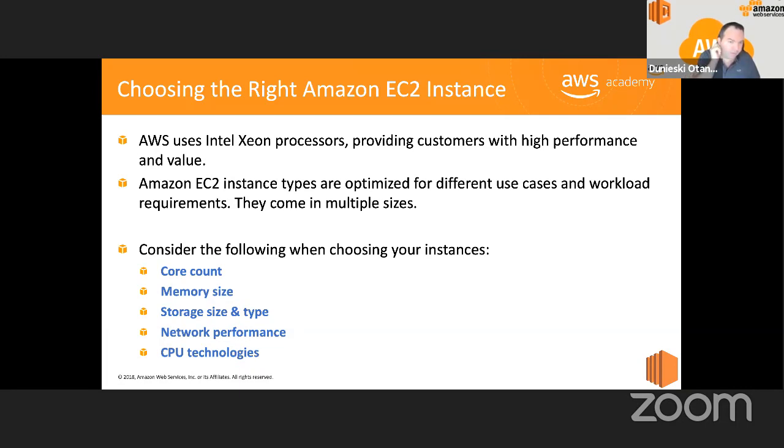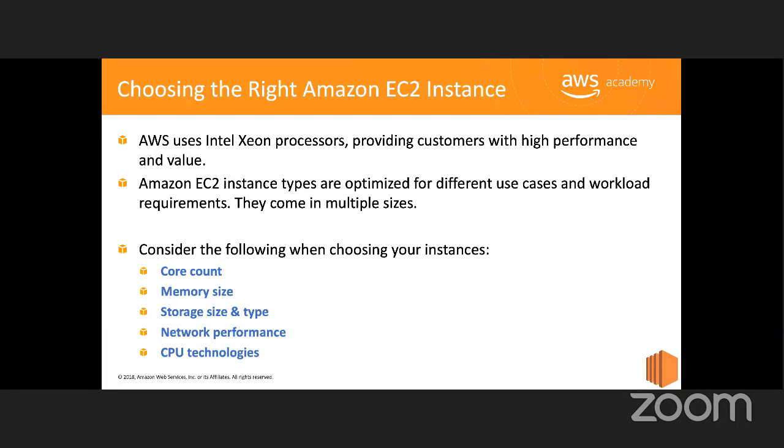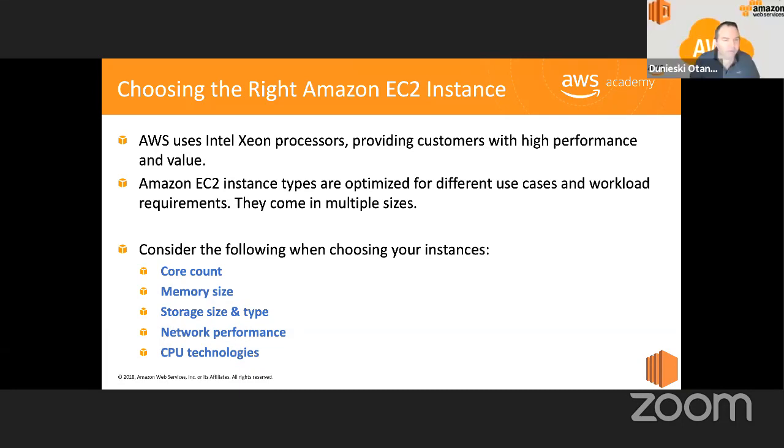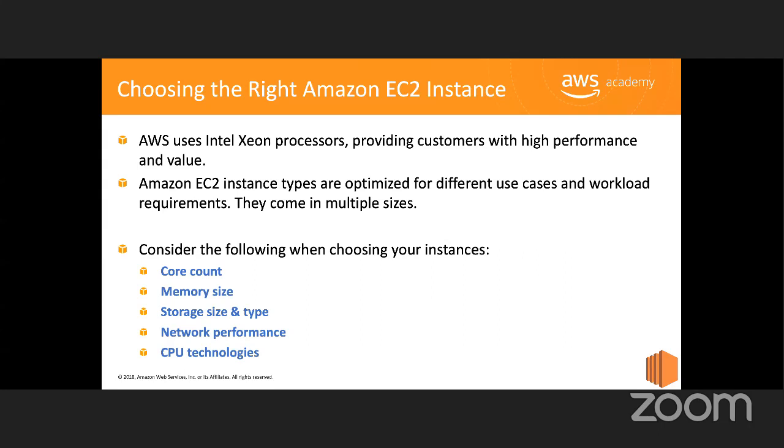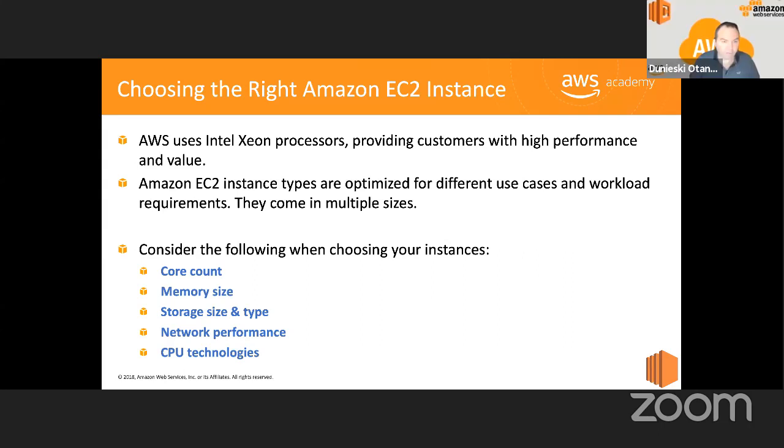Have you seen the new Mac, the big one, the one that is space gray? The iMac Pros, right? Yeah. They use Intel Xeon processors. That's a powerful processor, mostly for servers. Okay, so Amazon uses that in their infrastructure, in the architecture of the data centers. They use that, and they provide customers with high performance and value.